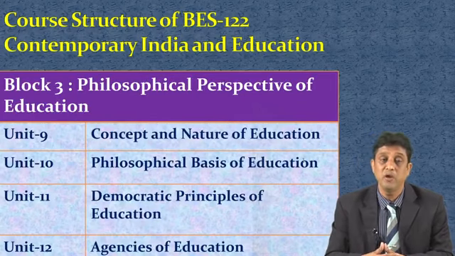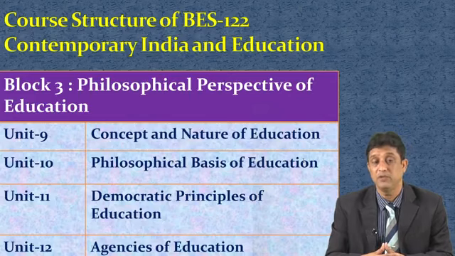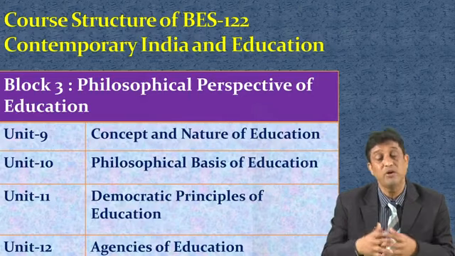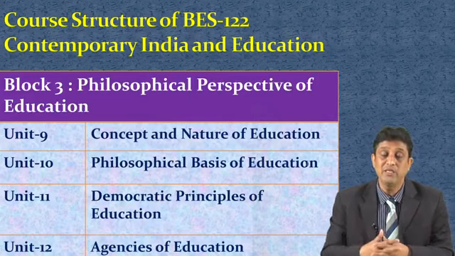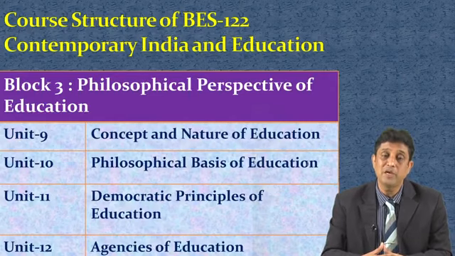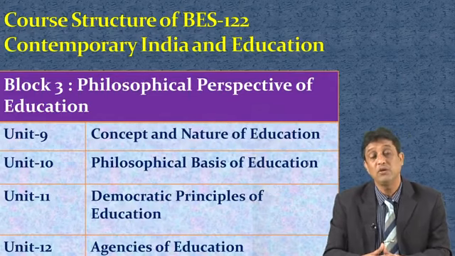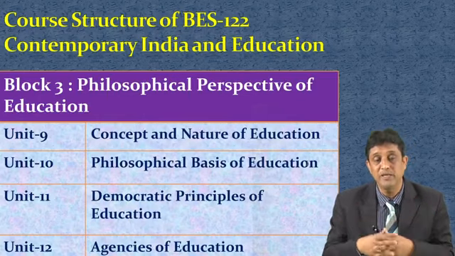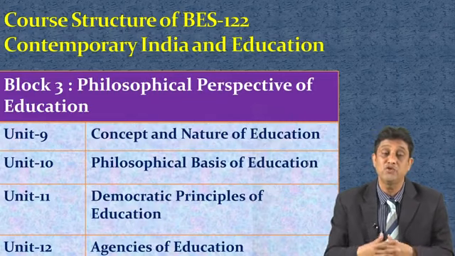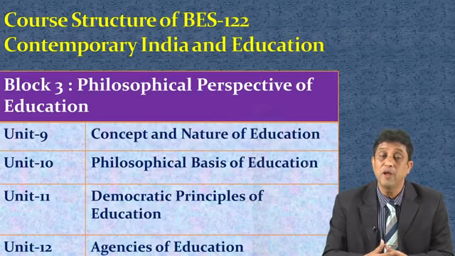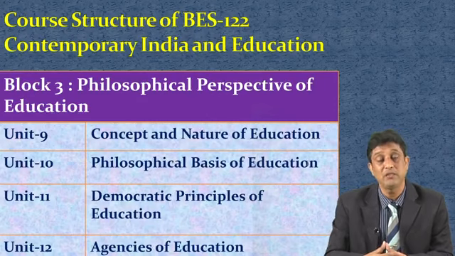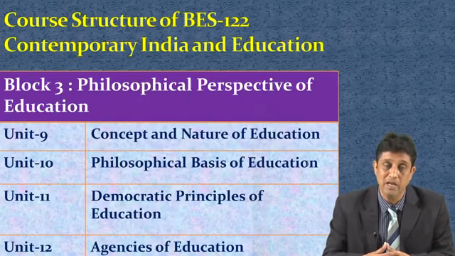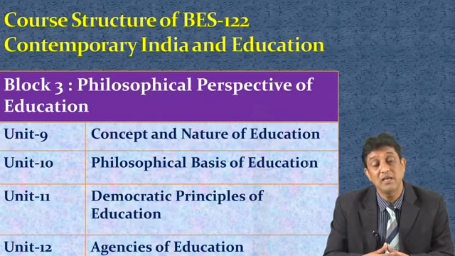And the last unit of this block deals with the agencies of education. Friends, we understand different agencies of education that help in the grooming of the child, which begins from the family. Then the child comes in contact with society, with the community, with different people, and gains certain experiences and knowledge when they interact with community people. So that's why we have discussed here family as an agency of education, community as an agency of education, school as an agency of education, media as an agency of education, and state as an agency of education.